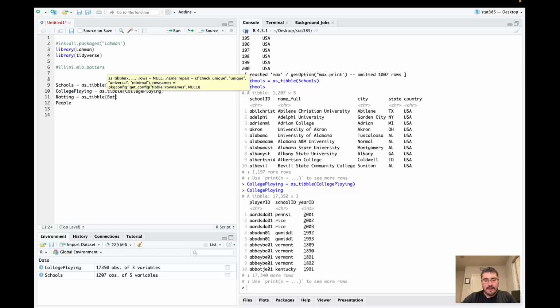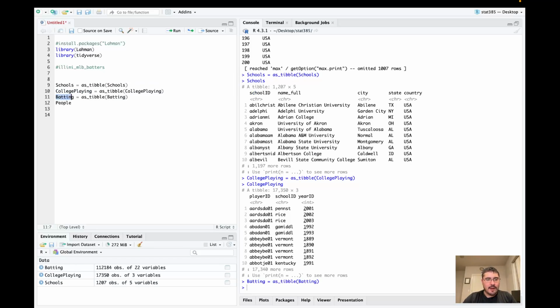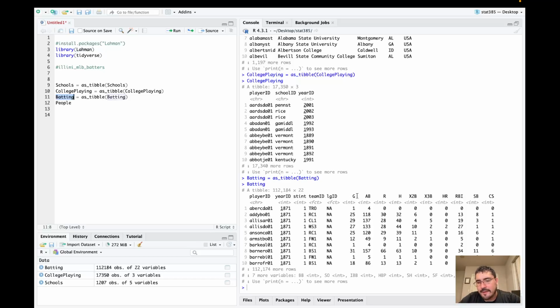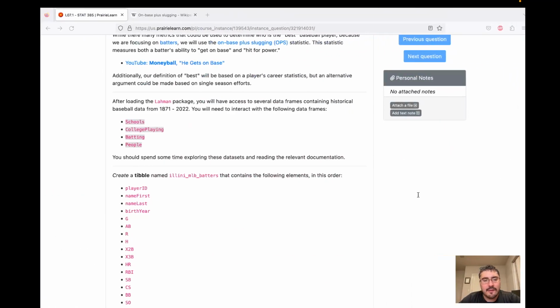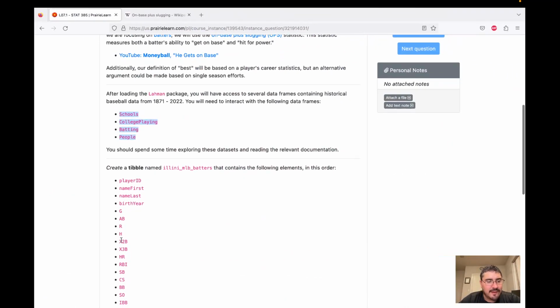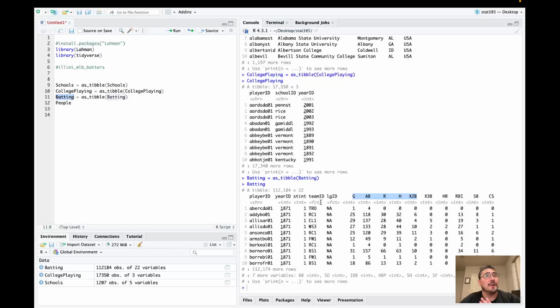As tibble batting. Okay, let's see batting. Yeah, this is what I want to show: games, at-bats, runs, hits, doubles, and so forth and so on. They're all in order, this is intentionally done. Also note that we have a player ID here, and we have a player ID in college playing, so we can actually get the college players. If we want all of the college players from Illini, you can see how we're going to have to get there.